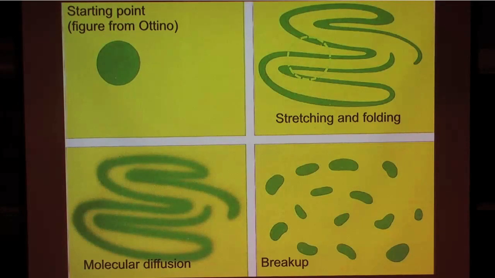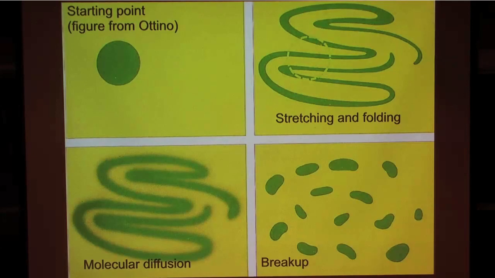Okay, that was motivation. Let's talk now about mixing. And this is also from Otino. He had a paper in Scientific American quite a number of years ago, but it illustrates the basic processes, a cartoon of the basic processes. So you start with a blob of dye in a material, and you impose some flow on it, and the mixing occurs by stretching and folding, something I've already mentioned.